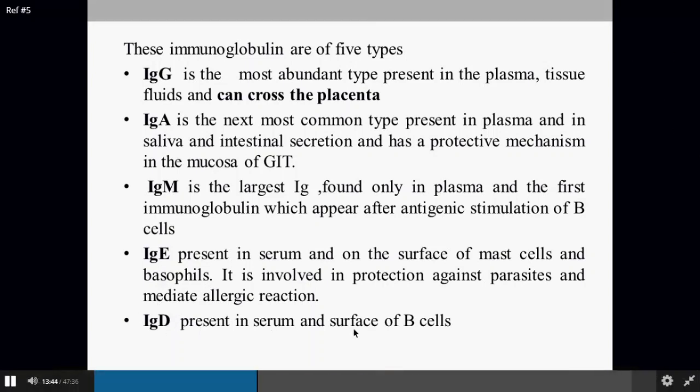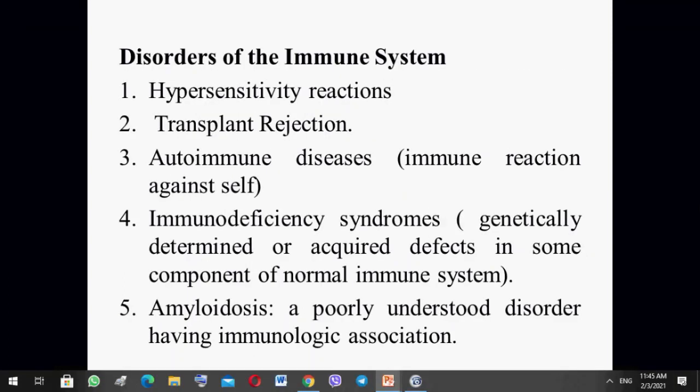IgD is also present in the serum and on the surface of the B cell. So these are the types of immunoglobulins that we have. All this is an introduction about the immune system. I suggest that you take them or already have an idea about them.